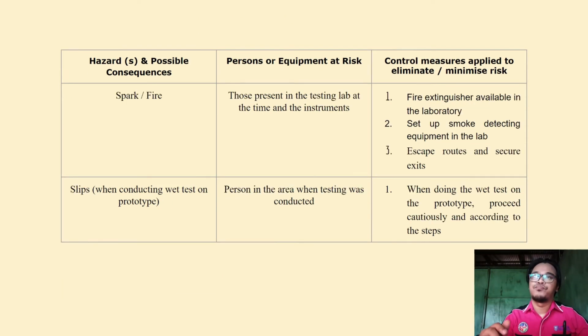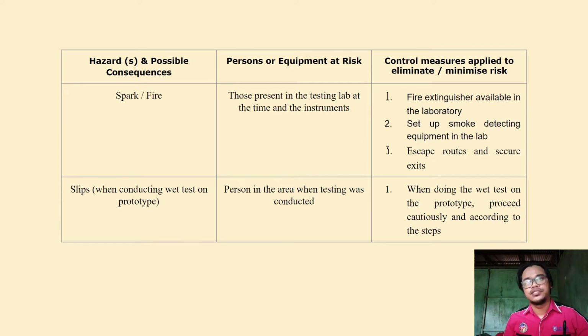Next is spark or fire. Those at risk are those present in the testing lab at the time, and the instruments. First, the control measure applied is a fire extinguisher available in the laboratory in case of fire during testing. Second is to set up smoke detecting equipment in the lab. Third is an escape route and secure exit. If any accident happens, we can go outside to the escape route or the emergency exit door.